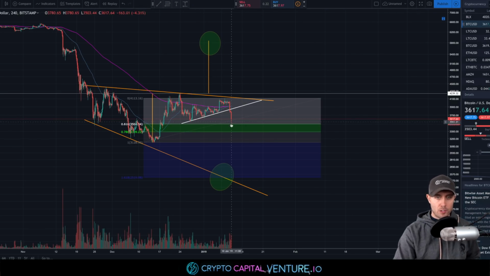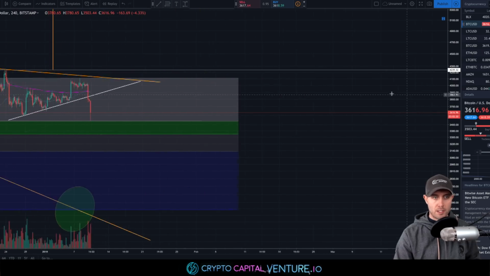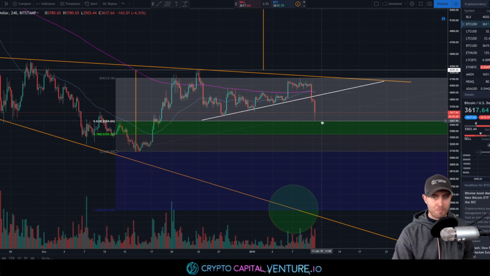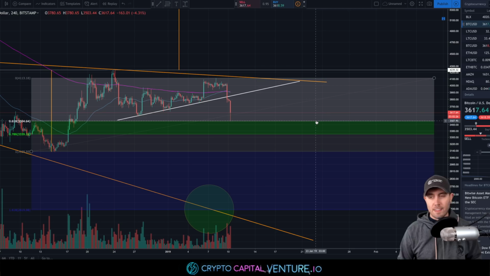But other than that, here's the 4-hour chart. Zoom in a little bit, right above that 618 area. So if you want to watch anything today, that's what I'll be watching.